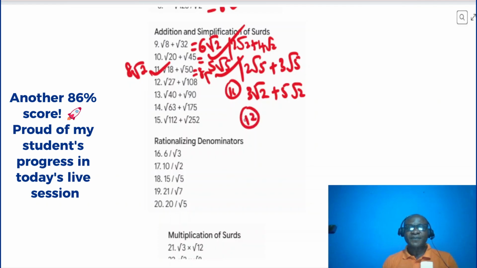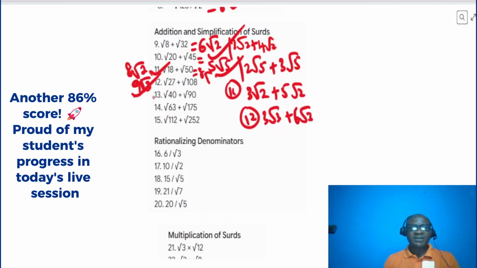Number 12. 9 root 3. Wait, are they all 1 mark so far? Yes. Okay. Sorry, number 1 to 8 is 1 mark, but 9 to 15 is 2 marks. So number 12, square root of 27, 9 times 3, that will give us 3 root 3, plus 108 is 36 times 3, which is 6 root 3. So your answer is correct.